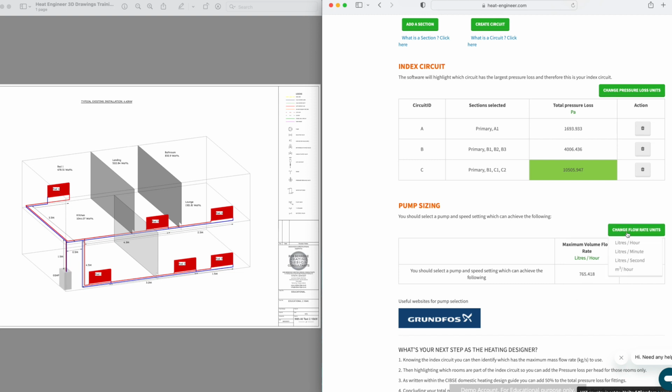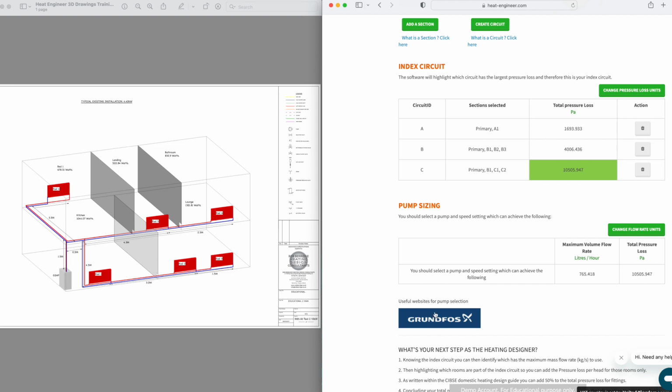Again, we can change these flow rates if we want to into whatever we decide that we like. Doing it by hour seems to be the kind of way a lot of people do it. Now we are looking at getting different pump companies sitting down here as well. At the moment, we've only just got Grundfos, because we're working quite closely with Grundfos.